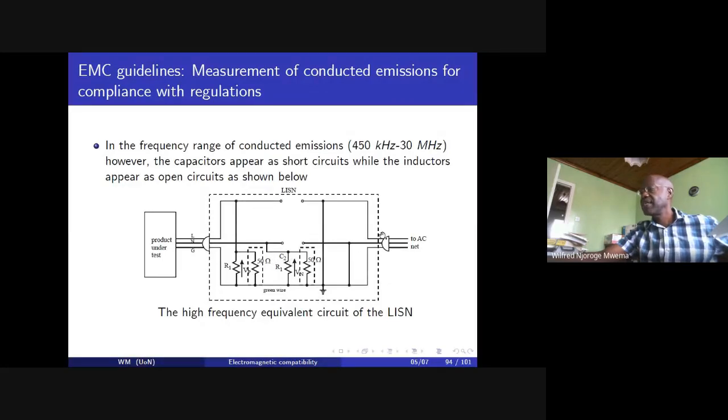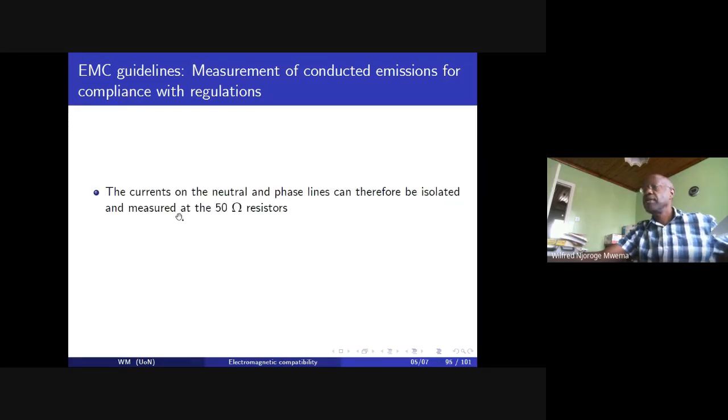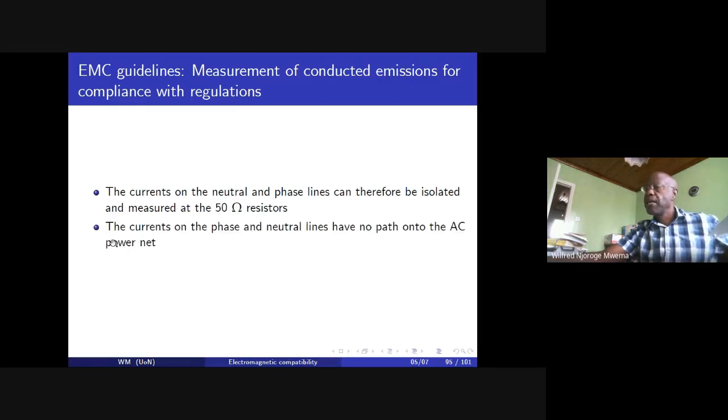And we have the test circuit now, looking at that, and therefore we must be able to measure some voltages. So the currents on the neutral and the phase lines can therefore be isolated and measured at the 50 ohm resistance point. The currents on the phase and the neutral lines have no path into the AC power net, as you can see.